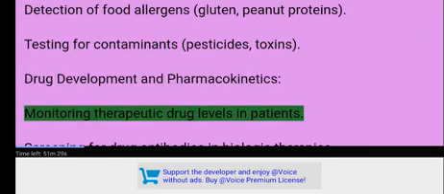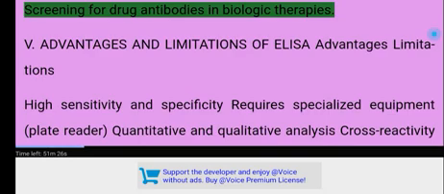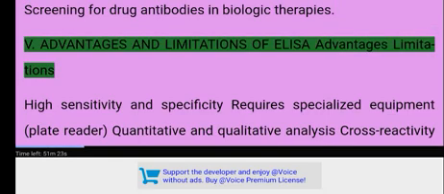Drug development and pharmacokinetics. Monitoring therapeutic drug levels in patients. Screening for drug antibodies in biologic therapies. V. The advantages and limitations of ELISA. Advantages, limitations.